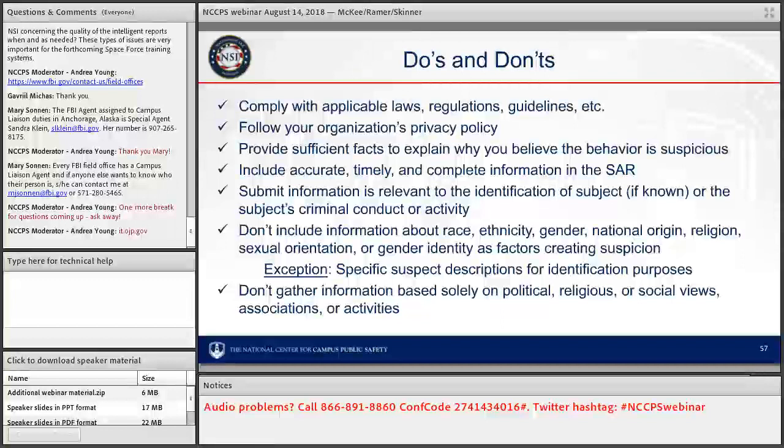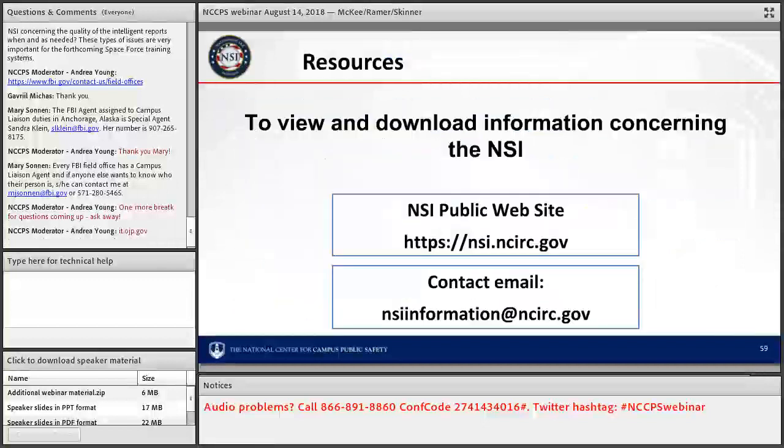To get resources on the Privacy, Civil Rights, Civil Liberties framework, you can visit the NSI's homepage. And for that, you may access https://nsi.ncirc.gov. Thanks, Jen. My agency doesn't have an official policy on sharing terrorism information with other agencies.